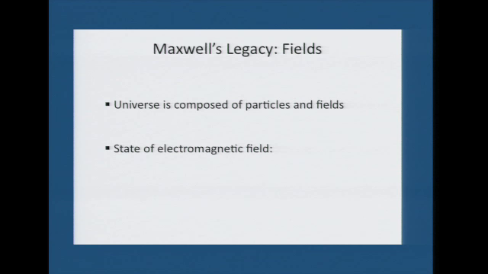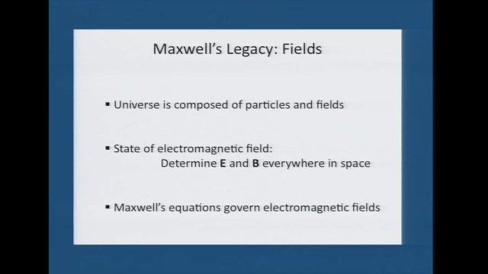When you think about particles, there's the concept of the state of the particle, and we describe the state of the particle by giving its position and velocity. The state of the electromagnetic field is specified by saying what the electric field is and what the magnetic field is everywhere in space. You need to know what both of those are. Okay? That's like position and velocity for electromagnetism. And then there's Maxwell's equations, which are the laws that govern electricity and magnetism.